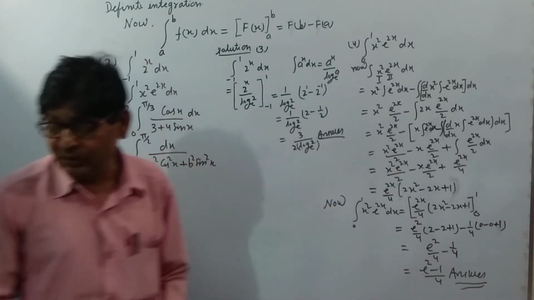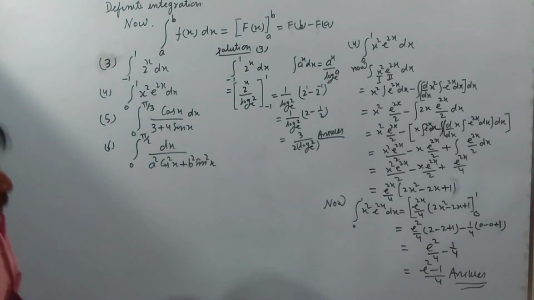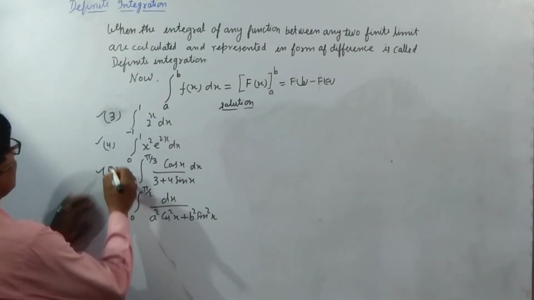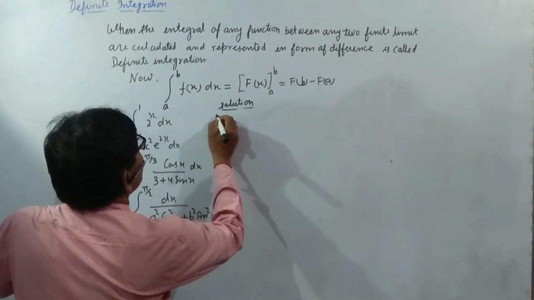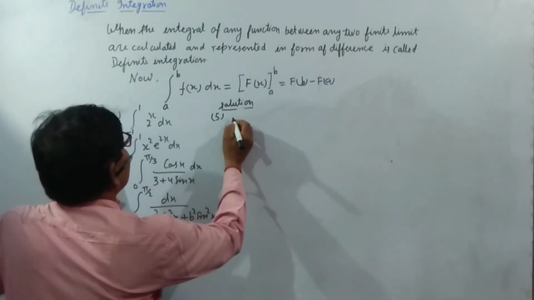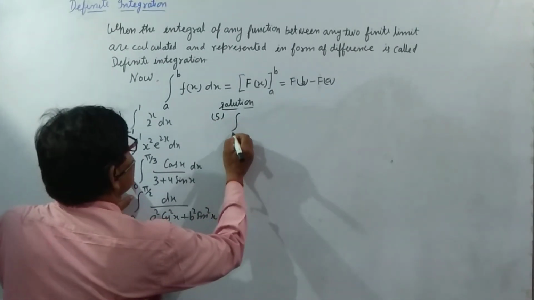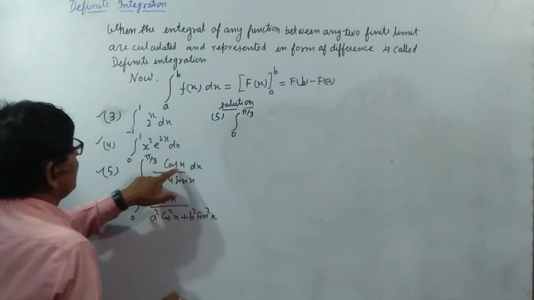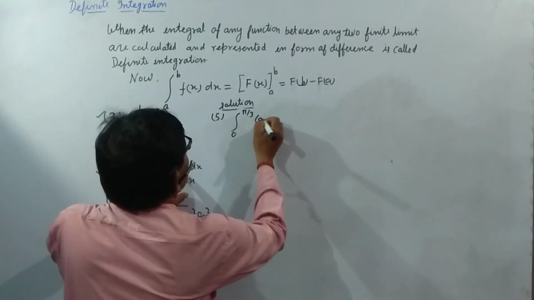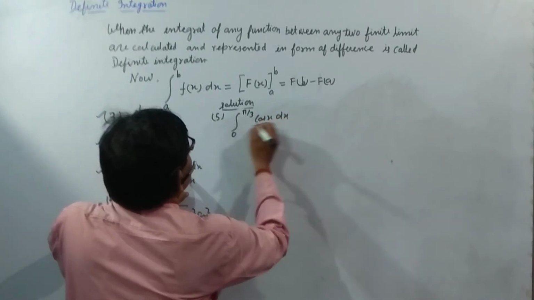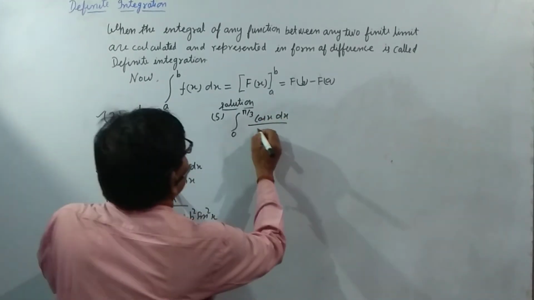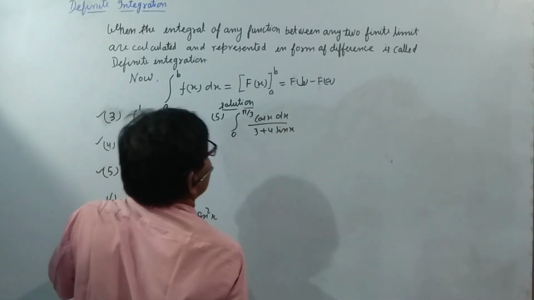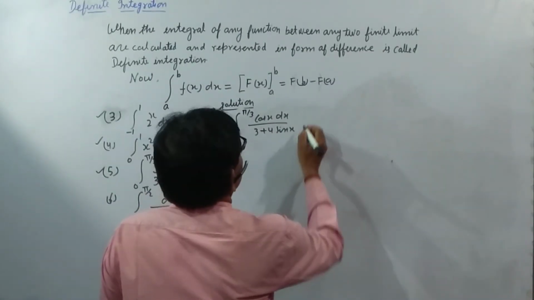Now we take another example. Question number 5. Solution of 5: integration with limits 0 to pi by 3 of cos x dx divided by 3 plus 4 sin x.